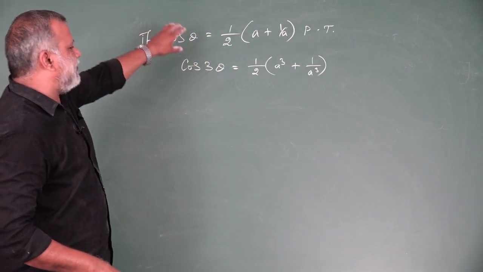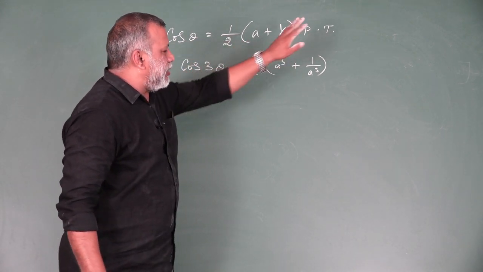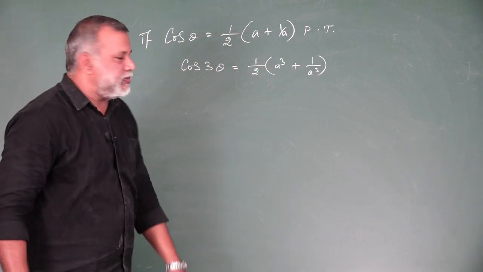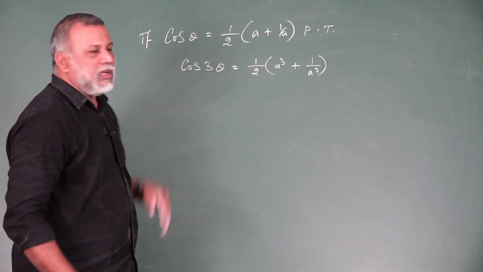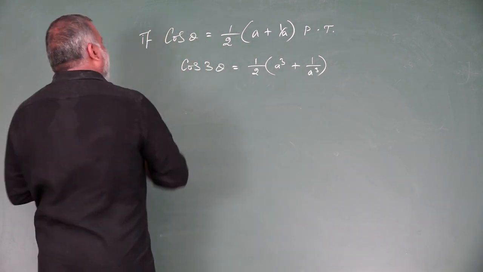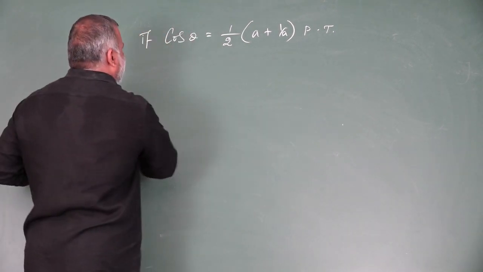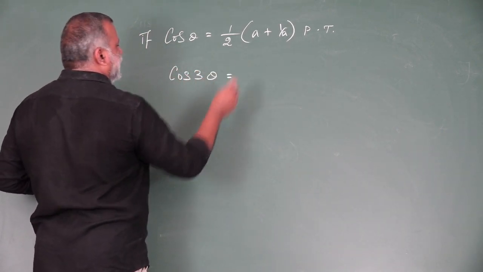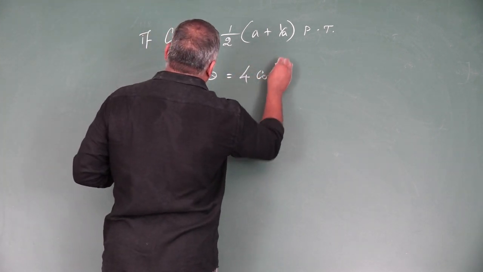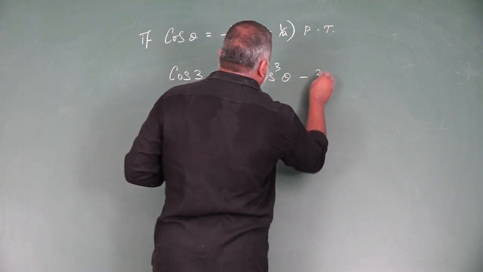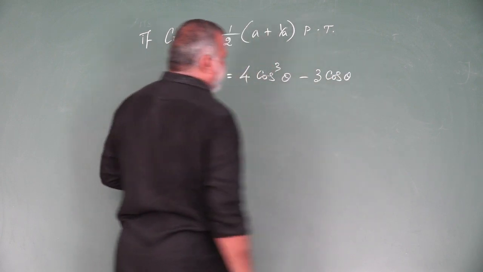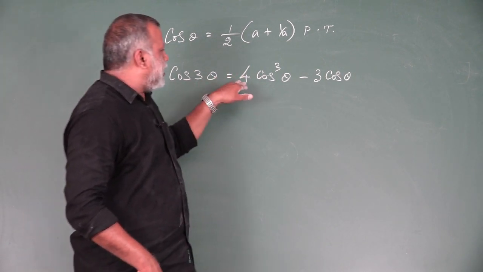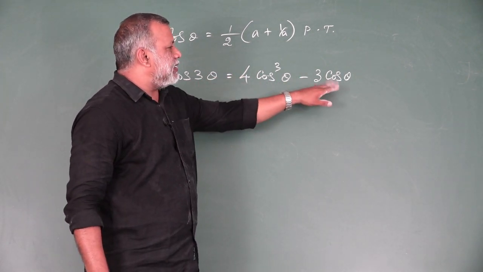Cos theta is given as half into a plus 1 by a. Then prove that cos 3 theta equals half of a cube plus 1 by a cube. So given is the cos family, we need cos 3 theta. Now relate with the multiple angle identity. What is the multiple angle identity? We know cos 3 theta is equal to 4 cos cube theta minus 3 cos theta. This is the multiple angle identity you have.